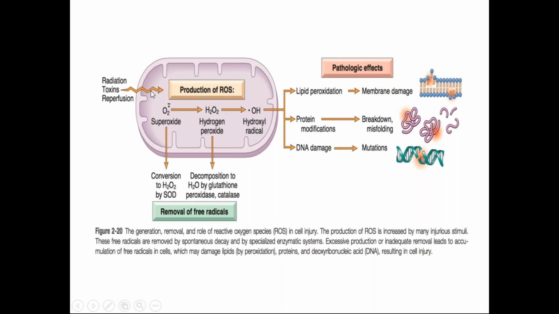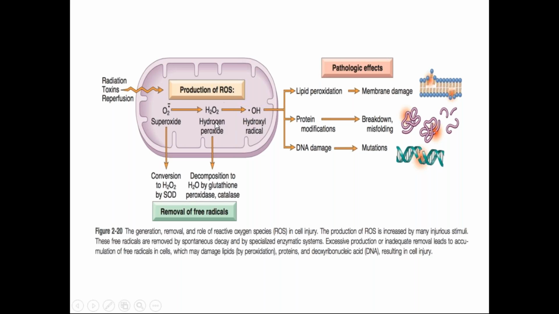So any radiation or toxics or perfusion cause production of free radicals like superoxide, hydrogen peroxide, and hydroxyl radical. These three are the major free radicals which are produced in the body. Superoxide is converted to hydrogen peroxide by the enzyme known as superoxide dismutase. Hydrogen peroxide is also neutralized, preventing damage to the cell, by decomposition to water by glutathione peroxidase or catalase. So these three are the major enzymes: superoxide dismutase, glutathione peroxidase, and catalase. These three are the major neutralizers of these free radicals.